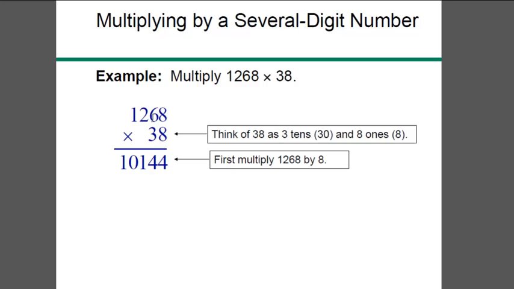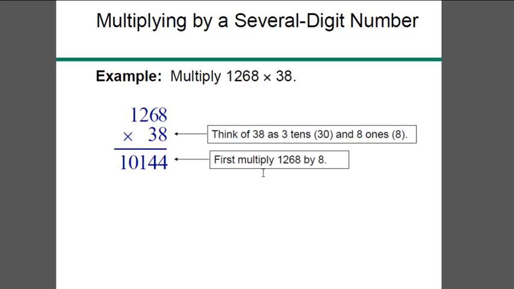4 times 8 is 48, plus the 6 that I had carried would be 54. 8 times 2 is 16, plus the 5 gives me 21. Carry the 2. 8 times 1 is 8, plus the 2 gives me a 10.